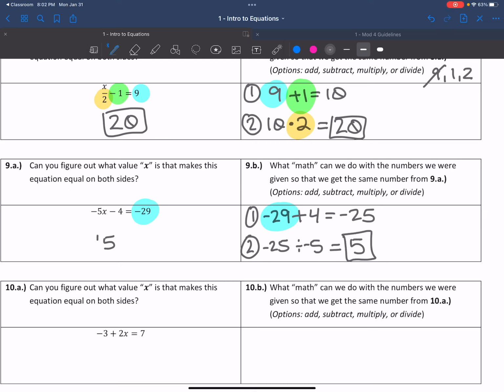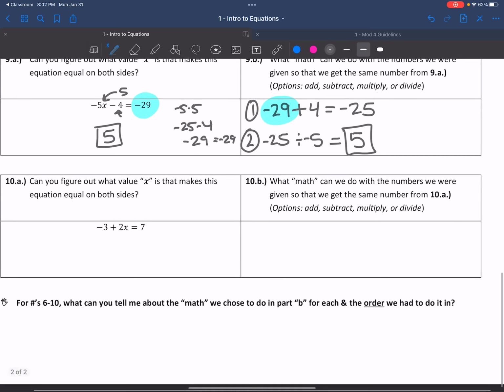And 5 works, and you can check, right? If we replace x with 5, we get negative 5 times 5, which is negative 25. Negative 25 minus 4 equals negative 29. So this would end up being an equality. Equal on both sides is going to be an equality, which is what we want.